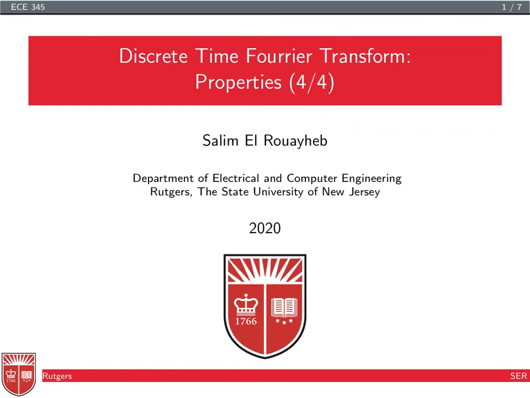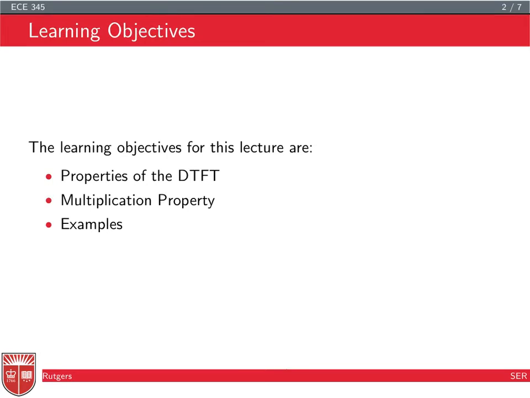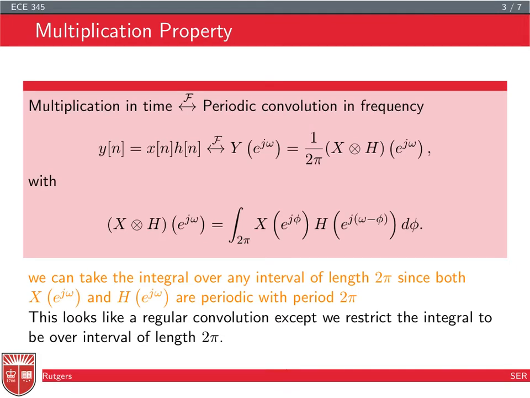This is the last part of the lecture on the properties of the DTFT. In this lecture, the objectives are to talk about and explain the multiplication property of the DTFT and work out some examples.